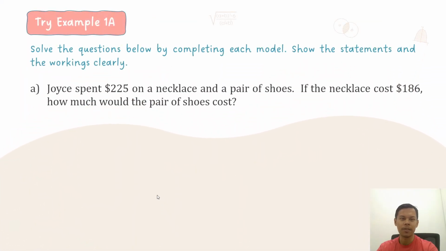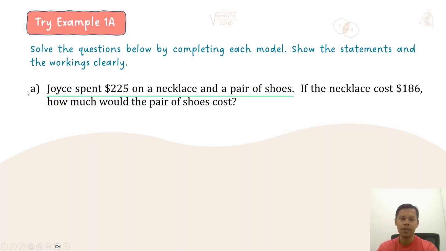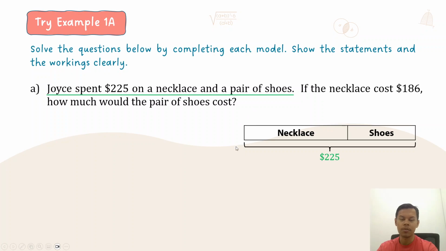Okay, the first question over here. Joyce spent $225 on a necklace and a pair of shoes. If the necklace cost $186, how much would the pair of shoes cost? All right. For the first sentence, we just draw a huge rectangular box. We don't know which one costs more or less, but let's just label it here, necklace and shoes. Both combined together is going to be 225.